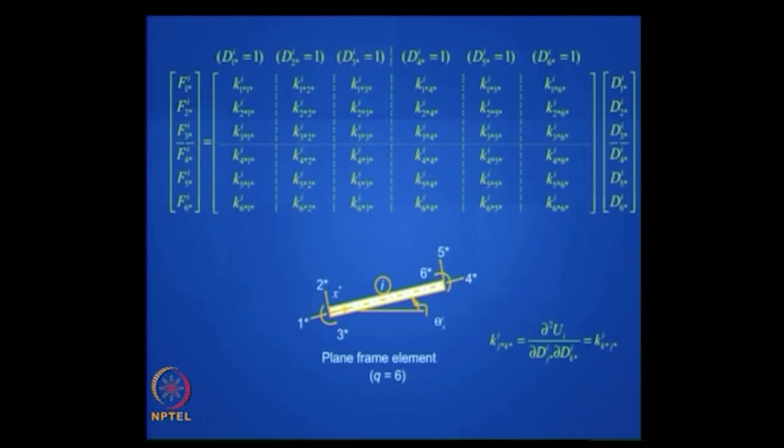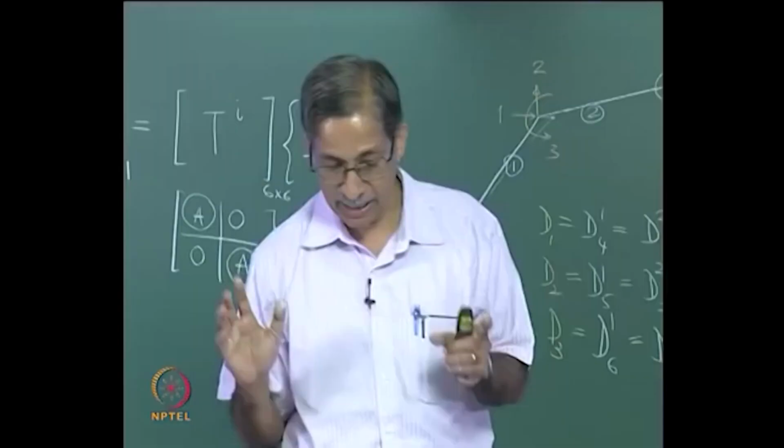Now the stiffness matrix for a plane frame element will look like this. Let us not fill in those, but you know the meaning of this. It is a 6 by 6 matrix. Okay, it is relating Fi 1 star to 6 star to Di 1 star to 6 star. It is a 6 by 6 matrix. It is going to be a symmetric matrix, it is a square matrix.